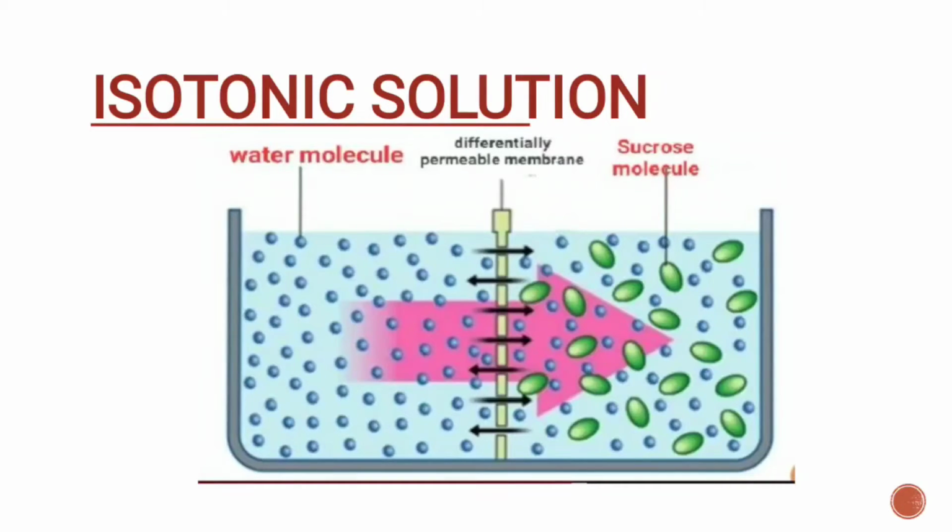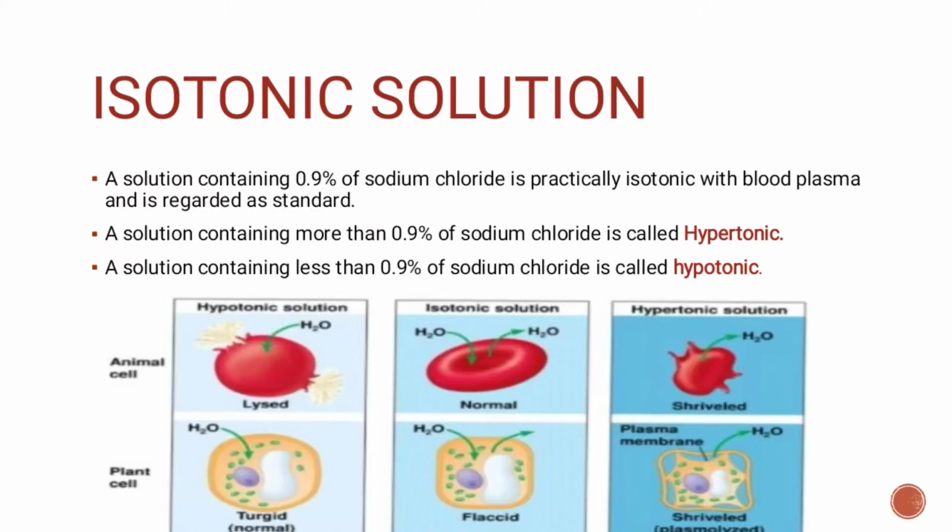And moving to the next slide. Isotonic solution means which type of solution we will call an isotonic solution. Here is the standard definition. A solution containing 0.9% of sodium chloride is practically isotonic with blood plasma and is regarded as standard. Means 0.9% sodium chloride solution we will call an isotonic solution.